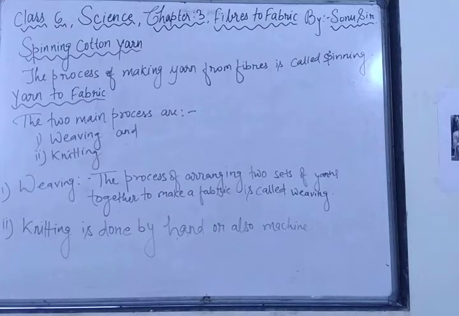Knitting can be done by hand or machine. Weaving and knitting are used for making different kinds of fabric. These fabrics are used for a variety of clothing items.